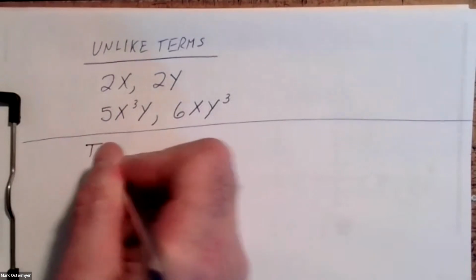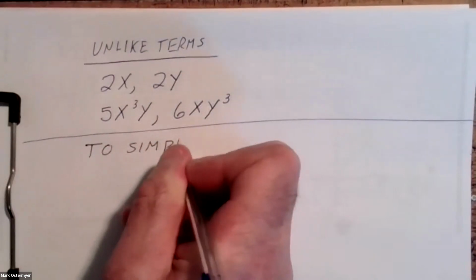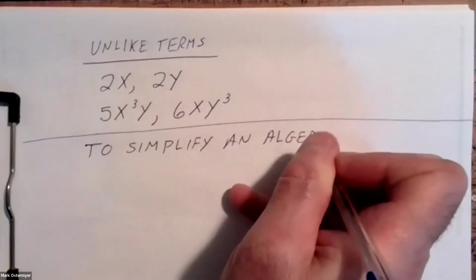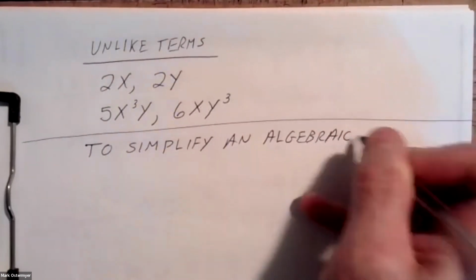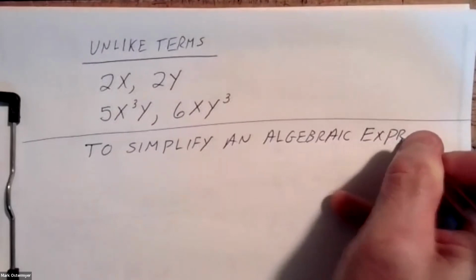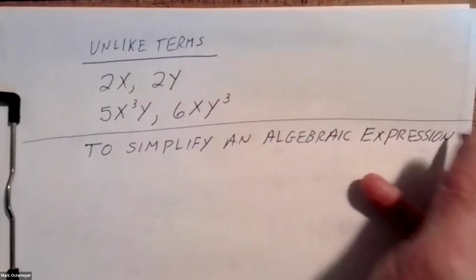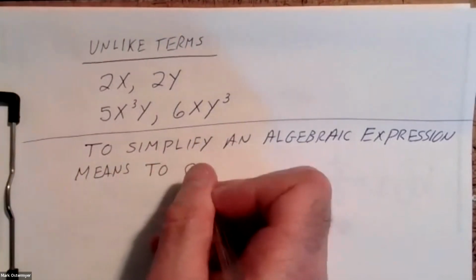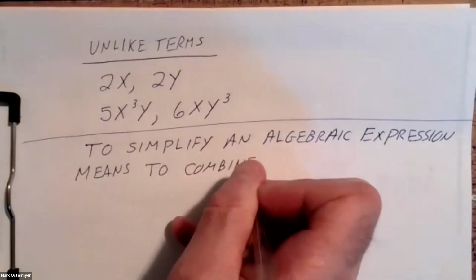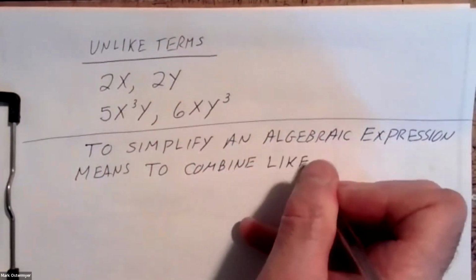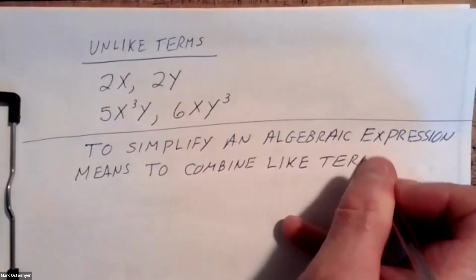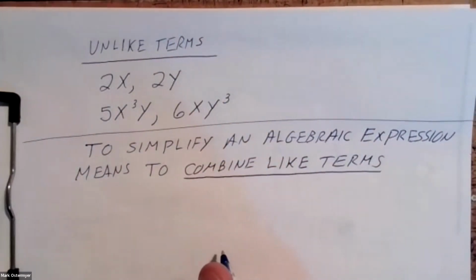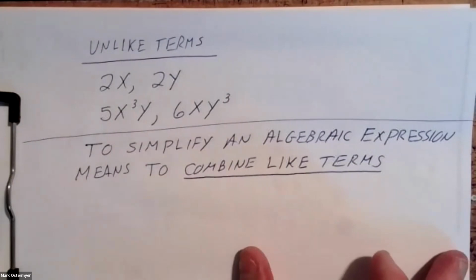All right, what does it mean to simplify an algebraic expression? To simplify an algebraic expression means to combine like terms. So to simplify algebraic expressions means that we need to combine any like terms that the expression may have in it.